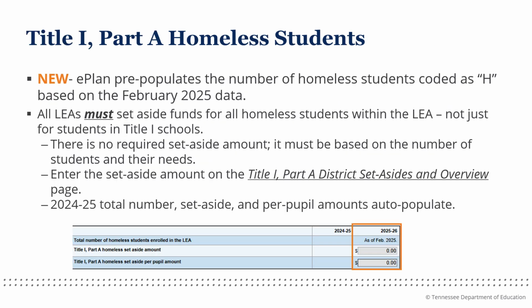Now, ePlan will pre-populate the number of homeless students coded as H based on your February 2025 data. And this is an example of where you would input some information.